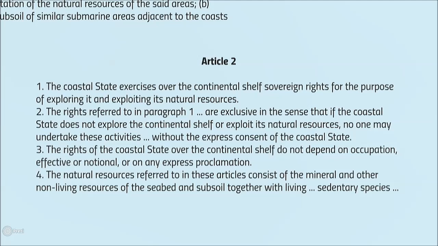And then paragraph 4, the natural resources referred to in these articles consist of mineral and other non-living resources of the seabed and subsoil, together with living sedentary species. So these would be things like lobsters or other crustaceans that live continuously on the seafloor, as opposed to fish which swim in the water column.